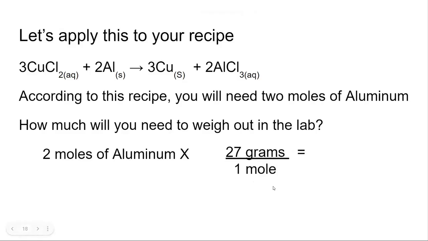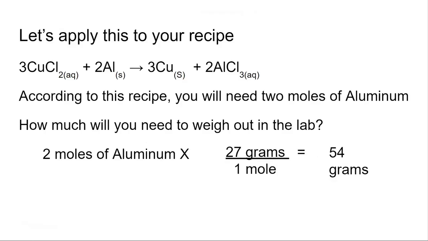I want to go from moles to grams. So I'm going to put moles in the bottom of my conversion factor so it cancels. I'm going to put grams on the top of my conversion factor so I can solve for grams. Don't forget the order of this math. This is 2 times 27 divided by 1. Okay, so 2 times 27 divided by 1. And that will get me 54 grams. So if I go into the lab and I mass 54 grams of aluminum, I will have 2 moles to do my reaction with.